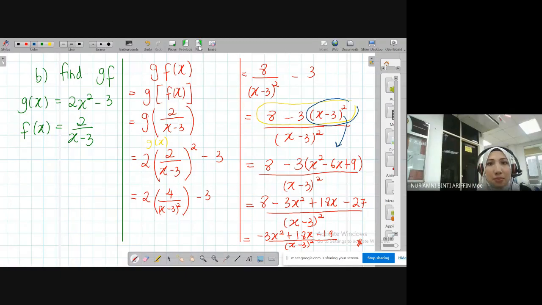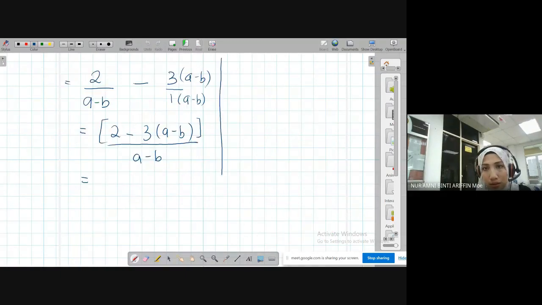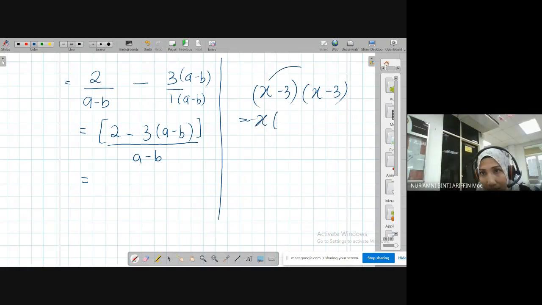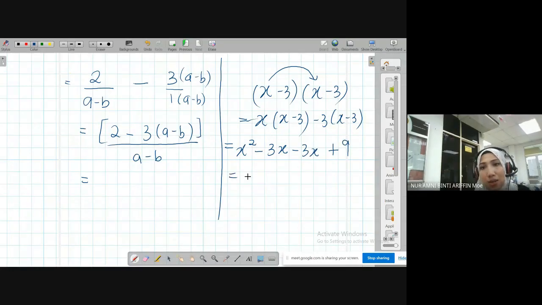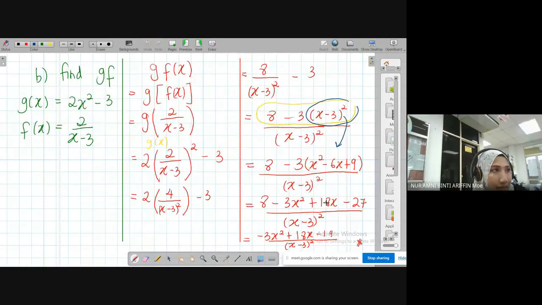Kenapa? Sebab, okay, x minus 3, x minus 3. Ini yang you dah belajar masa form 2. Okay, x and then x minus 3. So, minus 3x minus 3. So, you akan dapat x square minus 3x minus 3x plus 9. So, you akan dapat x square minus 6x plus 9. Okay. So, that's why kita dapat macam ini.